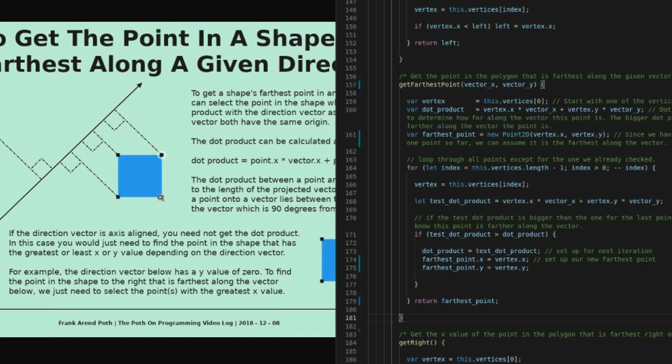So we just do nothing, and we go to the next point in the loop, and we test to see, is the dot product of this greater than the dot product of this? Why, yes, it is. We can see that it is by looking right here. It's greater, so we store this point. Then we break out of the loop, and we return this point here at the bottom of our function. And that's the code to get the farthest point in a given direction using the dot product.